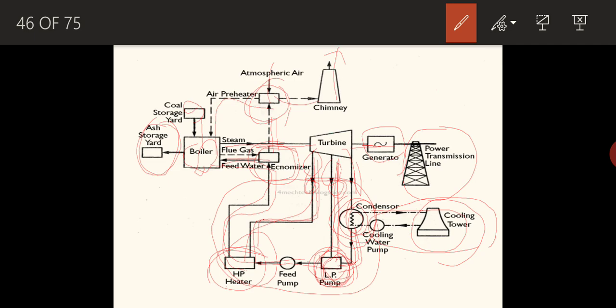On the left side, we have the coal storage yard. From the coal storage yard, we provide the coal required to the boiler. After burning, a huge amount of ash will be there. That will be separated there itself and moved to the ash storage yard. I think the concept is clear for you. Now, moving to the next one.